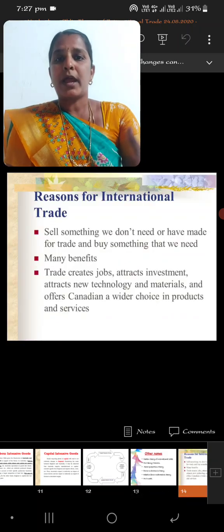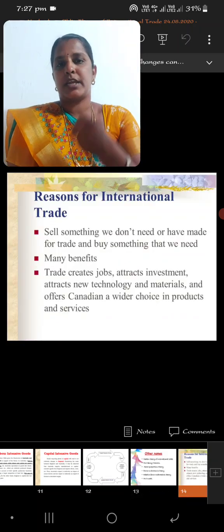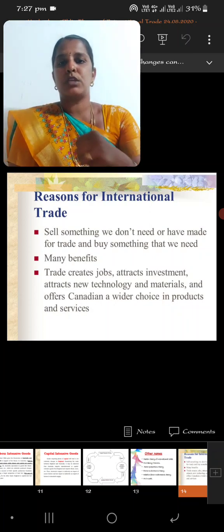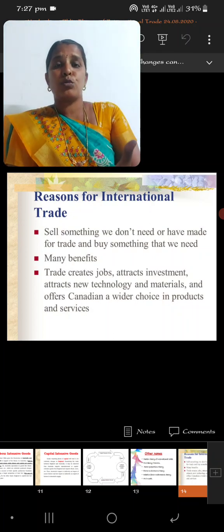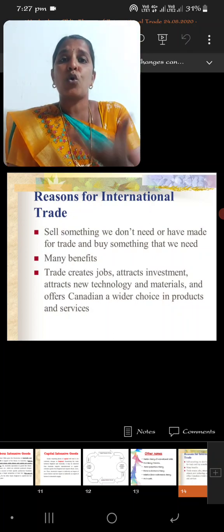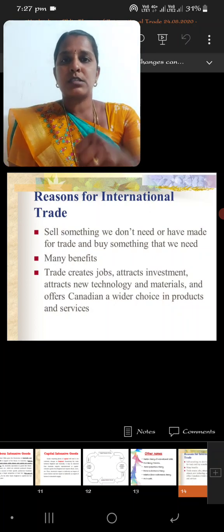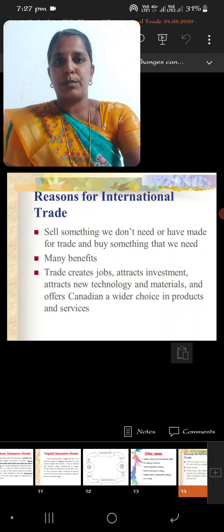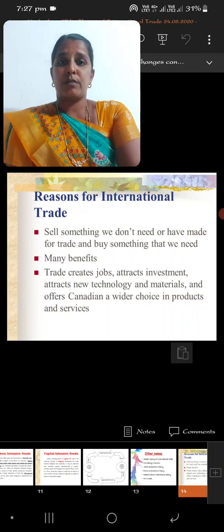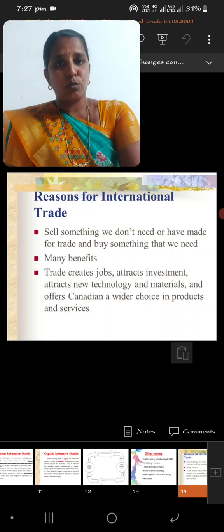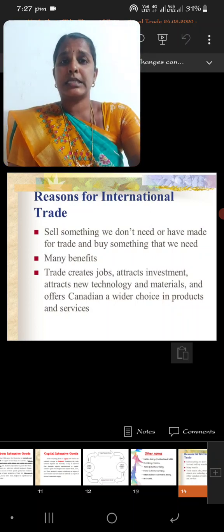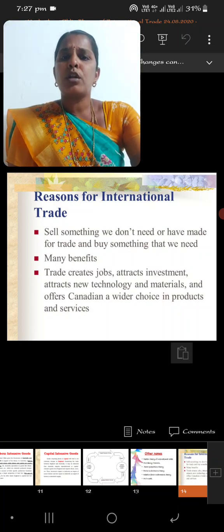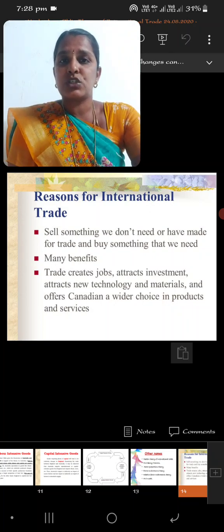Then, what is the reason we need international trade? Because we want to sell something, and if we export more, finally we will get more profit. That is the point we are concentrating on here. If exports are more and imports are lesser, then we will enjoy a favorable balance. If we import more and export less, definitely we face a loss situation in our country. So we have many benefits in international trade.